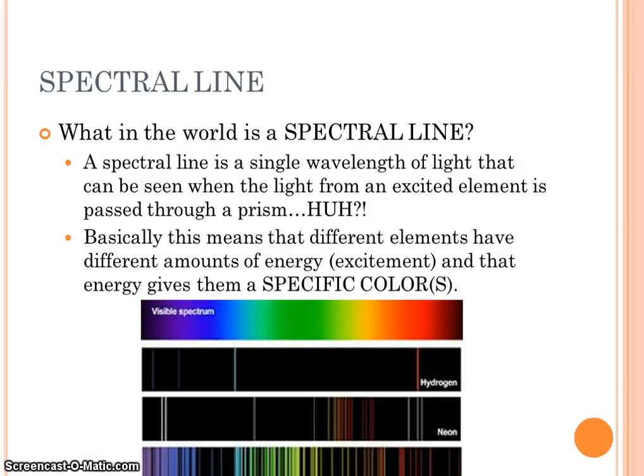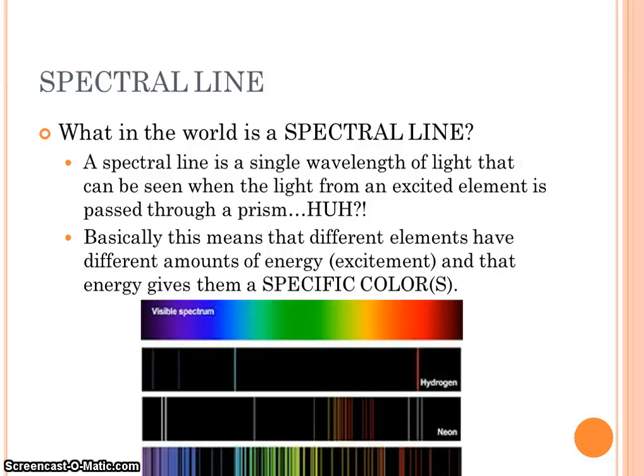So I have, what in the world is a spectral line? Basically, it's a single wavelength of light that can be seen when the light from an excited element is passed through a prism. And that probably makes absolutely no sense to you. But basically, a spectral line is a color given off by an element depending on how much energy or excitement it gives off. So each element has a different amount of energy or excitement, and that energy gives them specific colors.